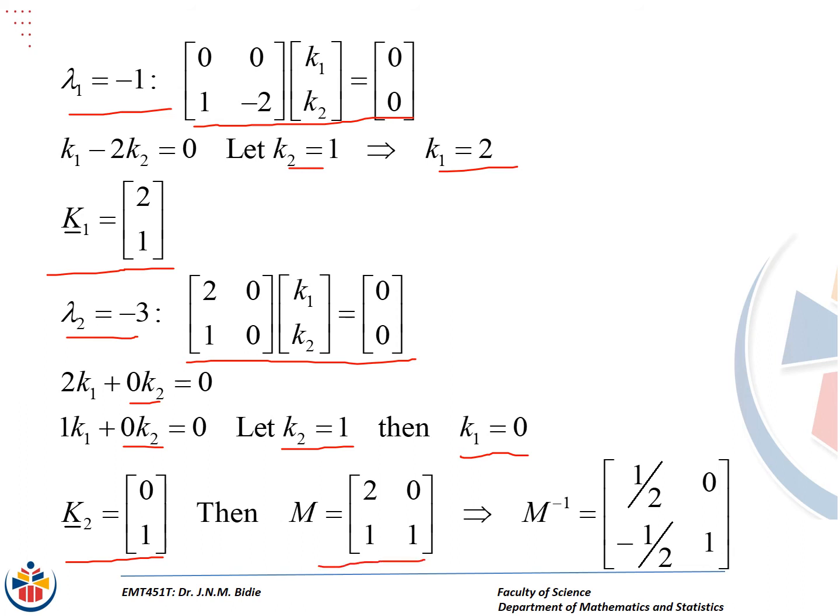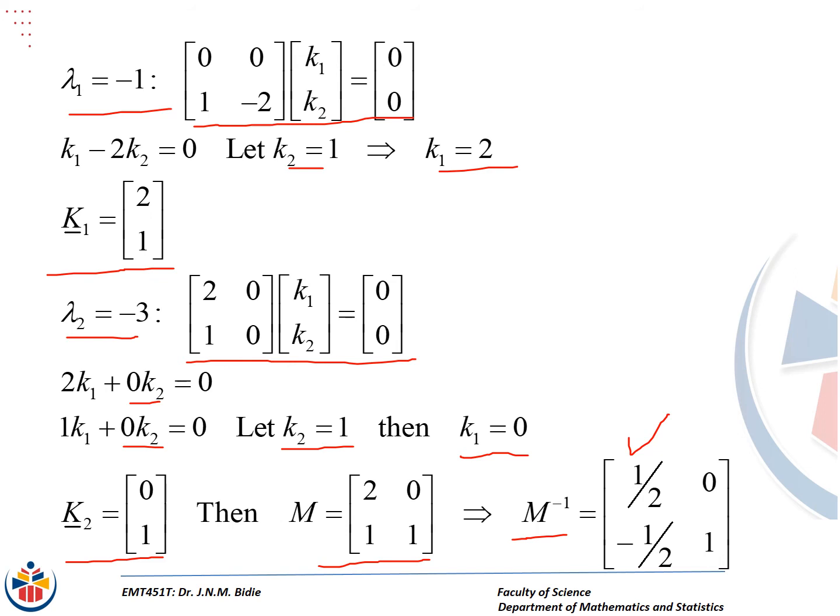So our modal matrix takes care of the fact that the first eigenvalue gave us 2, 1. So 2, 1 goes into the first column. And then the second eigenvalue gave us 0, 1, which goes into the second column. Then we know that in order for us to get to step two, we need M inverse. Then we need to check whether that is our M inverse. You can use your calculators to confirm that M inverse is given by that matrix. And then we have to go now to step two. We found the spectral matrix, we found M, and we found M inverse.